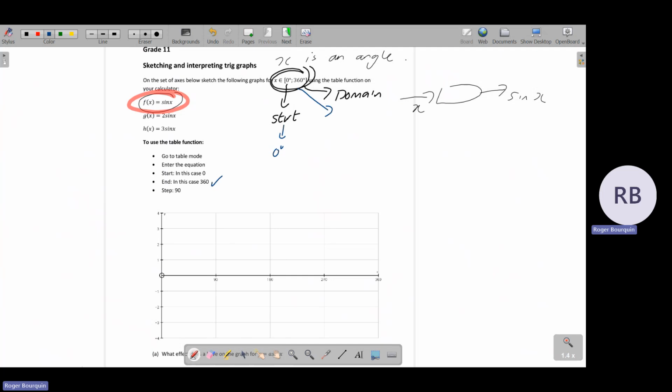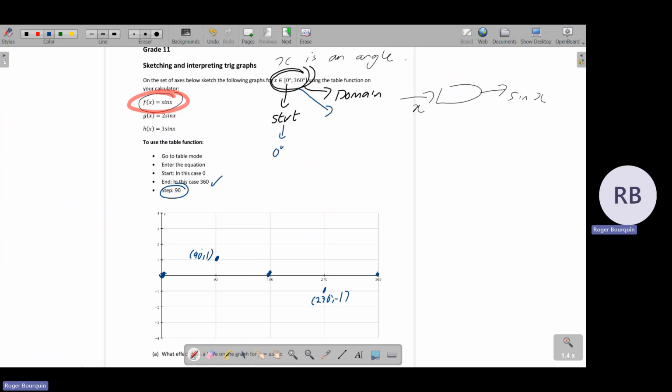Okay, step is 90. So, what's the first point it gives you? 0, 0. Then 90, 1. I'm going to label that. Then 180, 0. Then 270, -1, then 360, 0. So go through those 4 points.